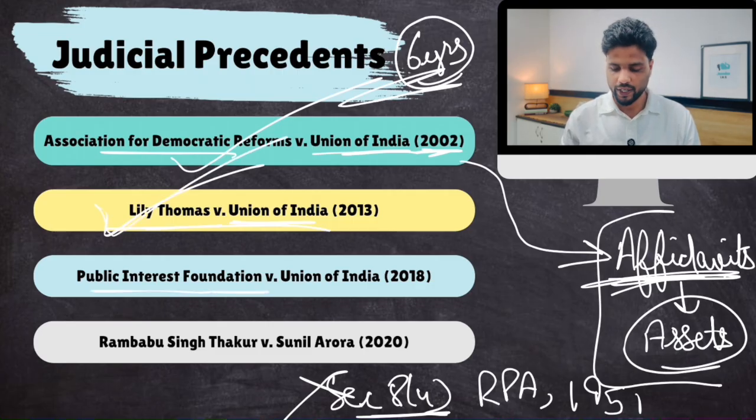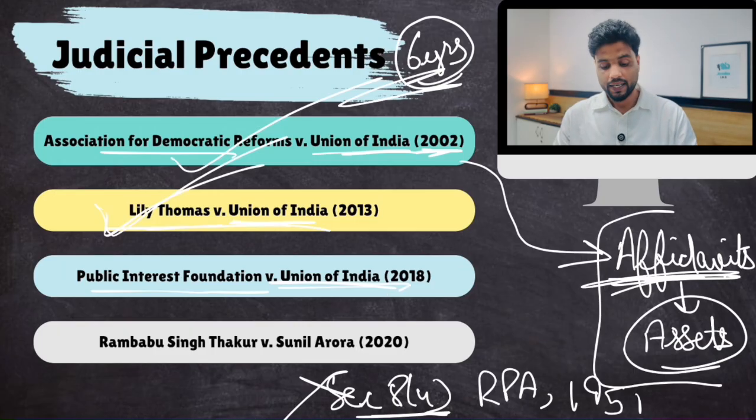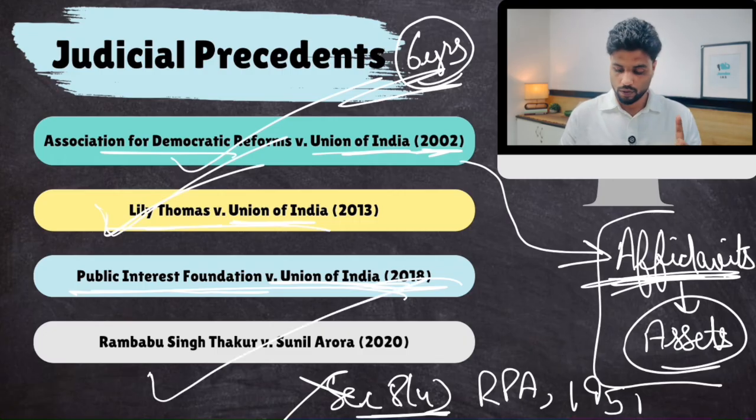Then in Public Interest Foundation versus Union of India, it was made mandatory for all political parties to publish the criminal cases pending against all their candidates on their official website and their social media pages. This was made clear in the Ram Babu Singh Thakur case also. In 2018, it was said that if any political party doesn't do that, we will hold you accountable for contempt of court. So, the judiciary has stepped in.